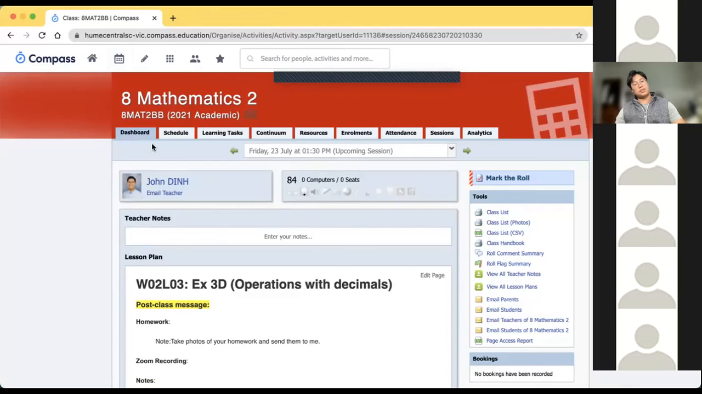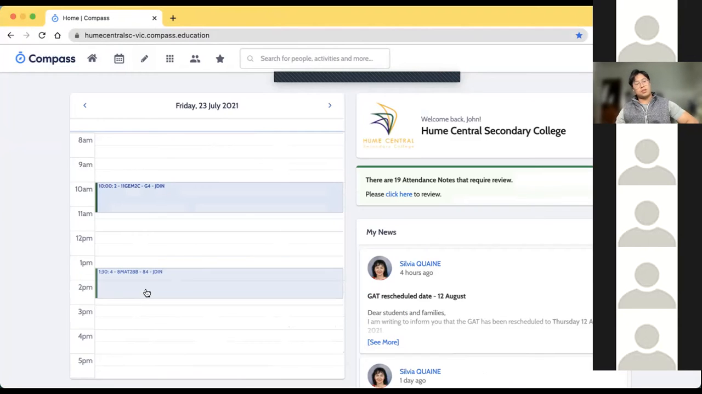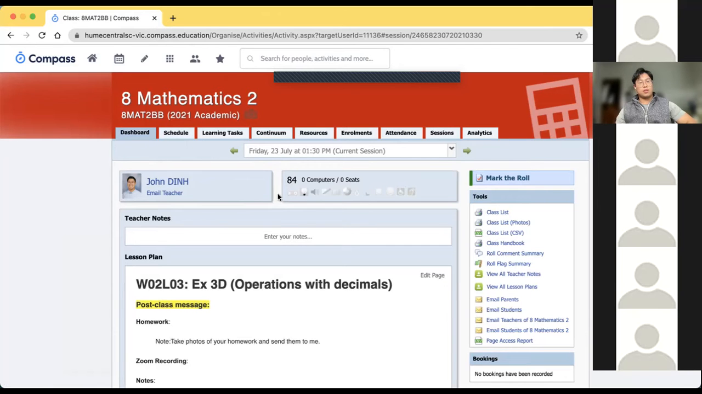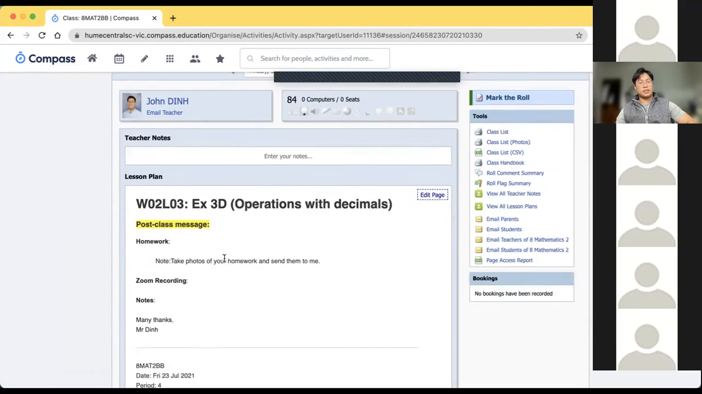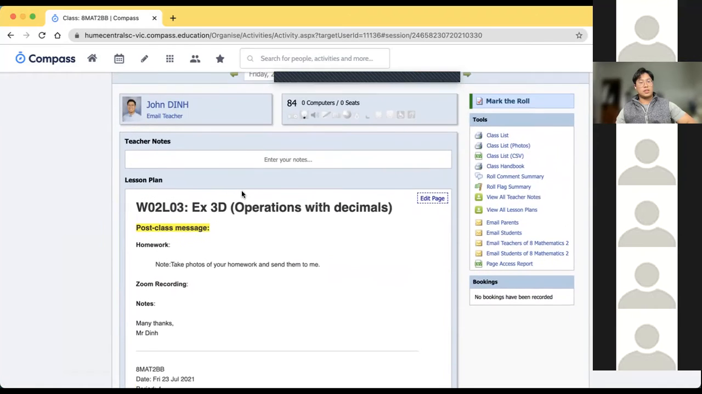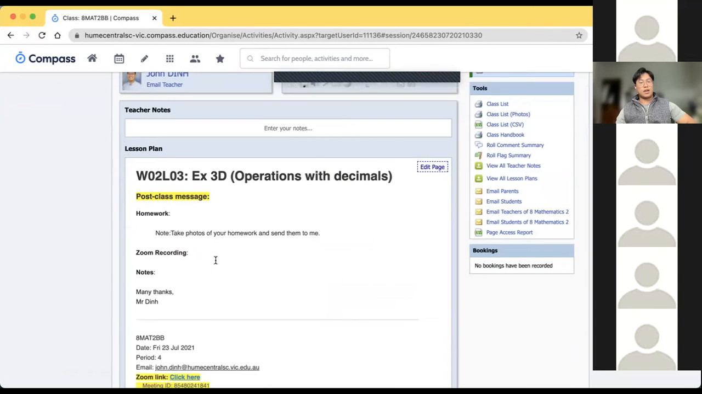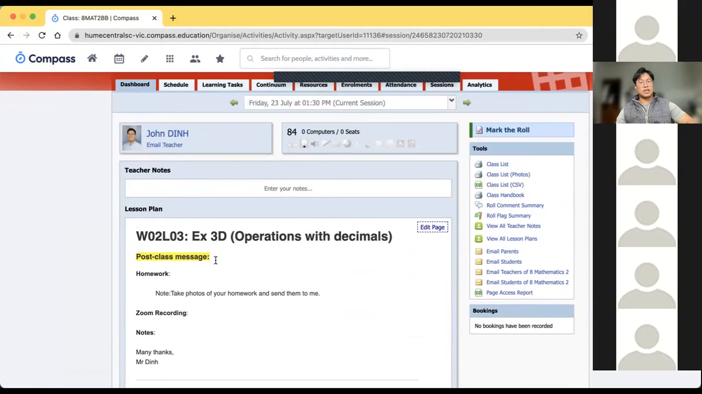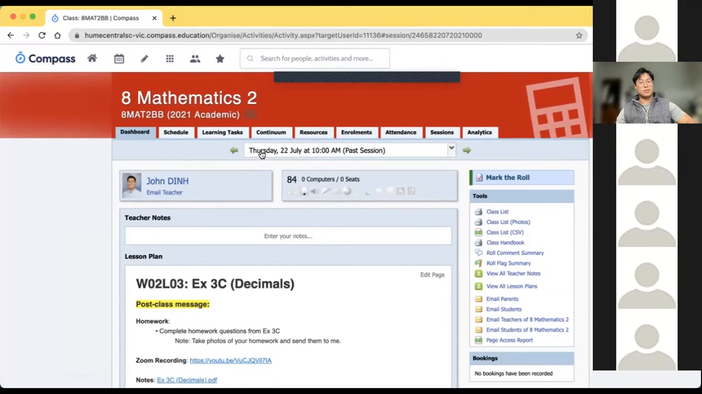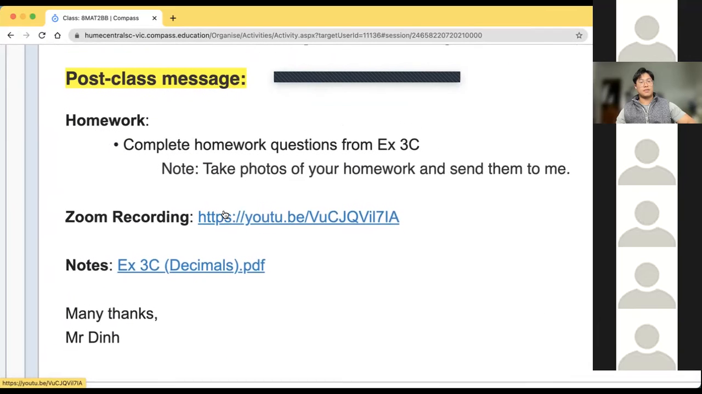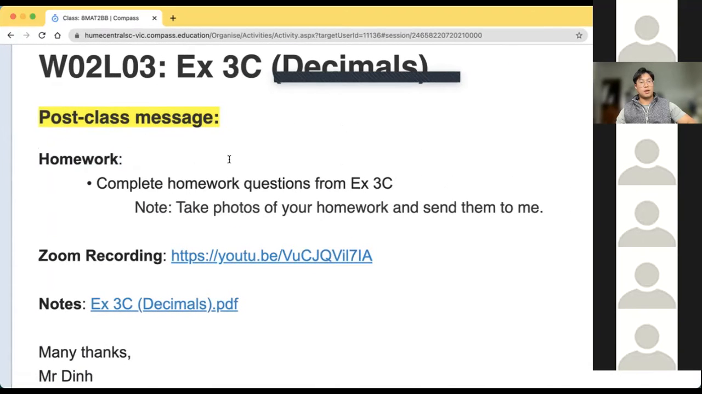So I want you to have a look here. If you go onto any of our classes, onto the dashboard, you'll see that we have the lesson plan. Now this is today's lesson plan. It's Friday, the 23rd of July. That's today. If you want to have a look at our notes from yesterday, you need to go to yesterday's class. So click the button on the left here to go to yesterday's class. What you'll see is this is yesterday's lesson. And what I've done here at the very top, I put a message.